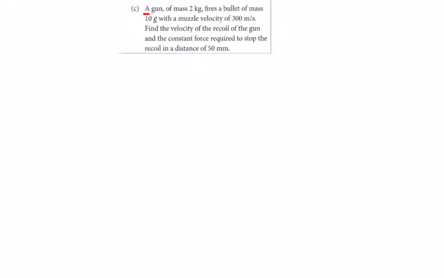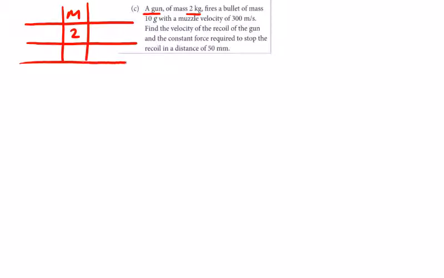Part C, we have a gun of mass 2 kilos. So we have a mass of 2 for object 1. For the bullet of mass 10 grams, 10 grams as a kilo, well, 0.1 of a kilo will be 100 grams, so 0.01 will be 10 grams. So that's 0.01, a big difference to 2.